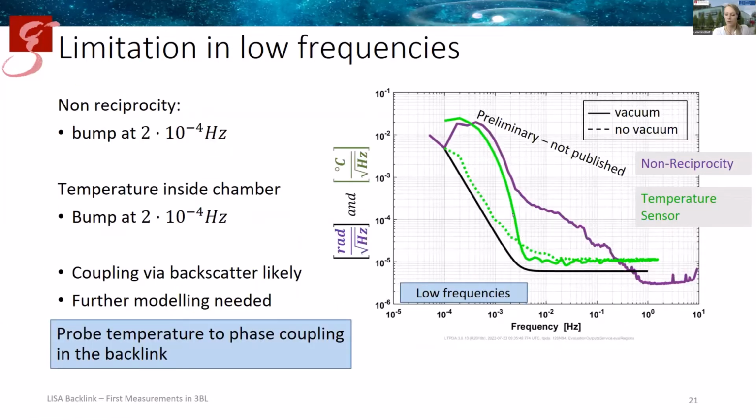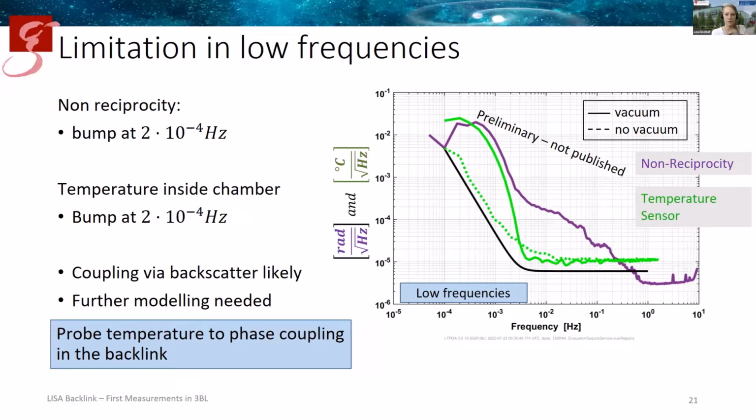And when we look at the non-reciprocity, we see here this bump at 2 × 10⁻⁴ Hertz, and here a plot of the temperature sensor measurements. They are basically at the same frequency, so we're very sure that there is some coupling happening. Again, it's mainly happening in the direct fiber backlinks. So we believe it's somehow caused by or coupling via backscatter, but we need some further modeling to really make sure that we understand the process. We also see here a temperature measurement for a sensor without the pumps running, so at a much lower level. And therefore, we are convinced that as soon as we, for example, use a house vacuum instead of the turbo pumps, we can also reduce the noise in the non-reciprocity.